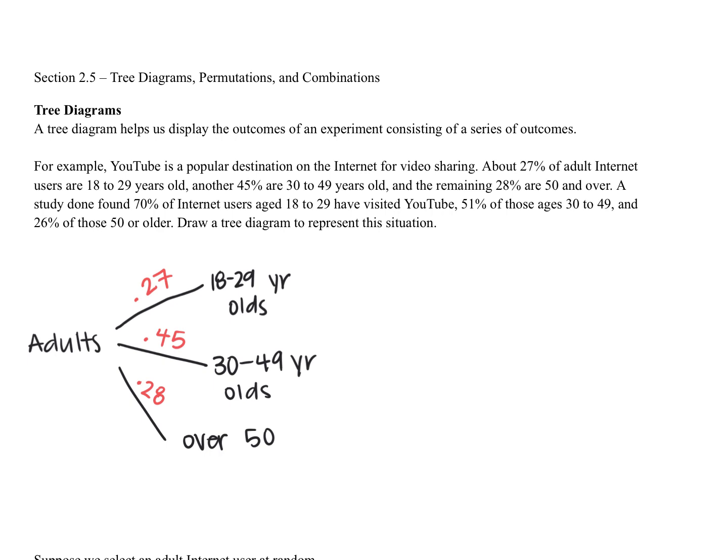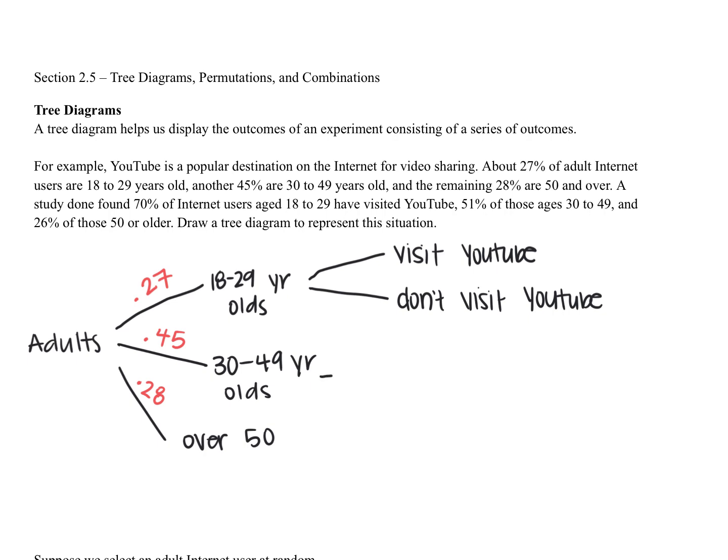From here, each of my age categories then gets two branches because we're talking about whether or not you've visited YouTube. So you can visit YouTube, or don't visit YouTube. And this is the same for all of them.